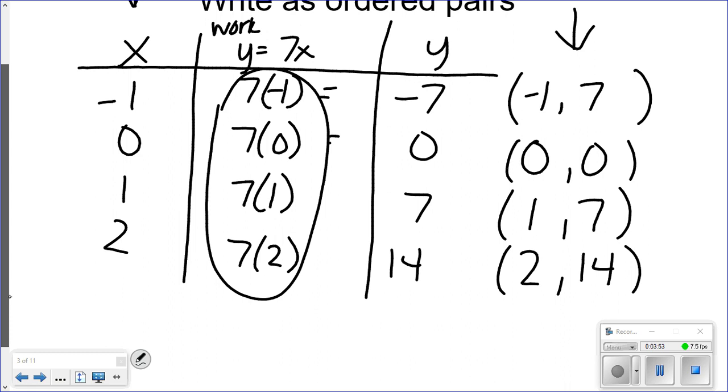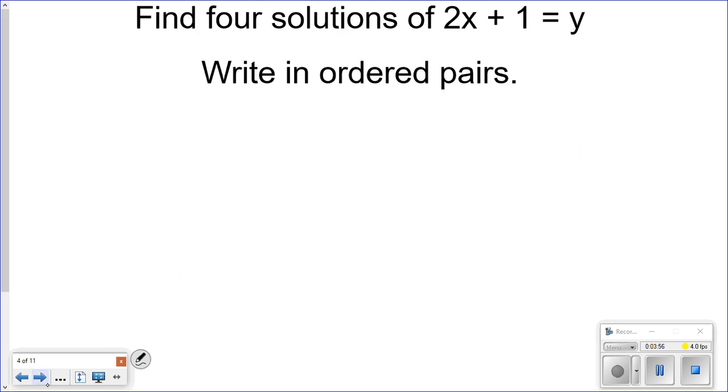Okay? All right, let's try another one. Find 4 solutions of 2X plus 1 equals Y. So you're going to find your 4 solutions, like with your table, and then you're going to write them as ordered pairs. So the first thing I'm going to do is start writing my table.